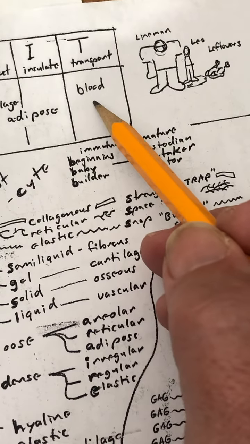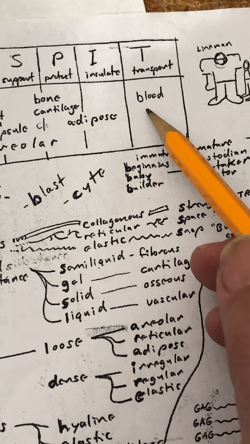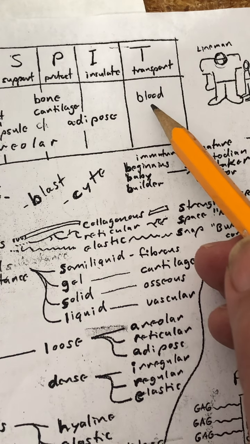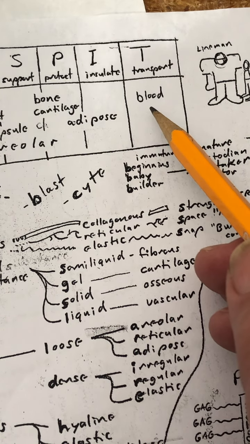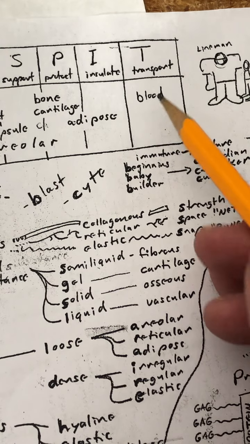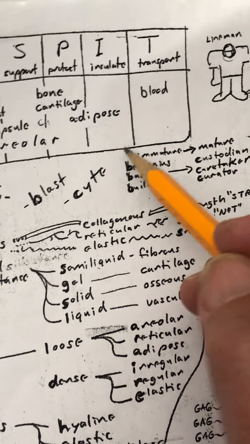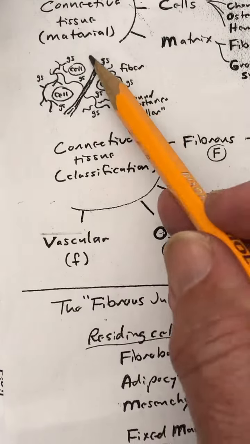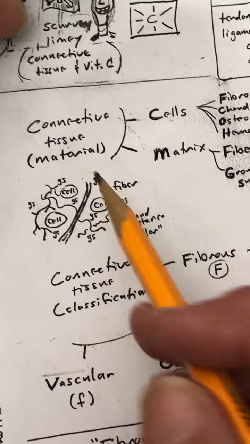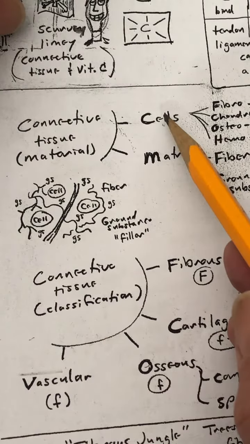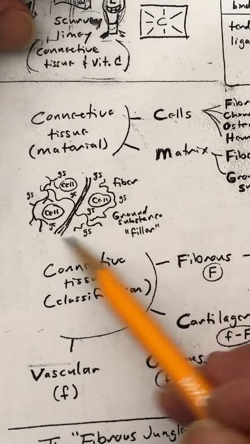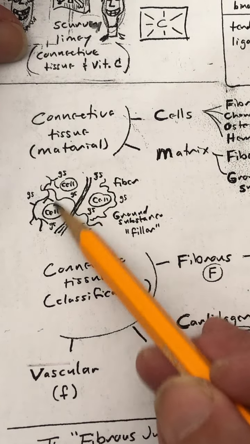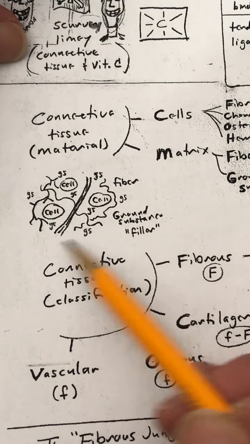Then transport. Blood is an example of connective tissue, and of course blood transports nutrients throughout the body and heat throughout the body. It's quite obvious there. Down here, as far as what a connective tissue is made up of, there's materials, and then we can talk about classifications. For materials, there's cells and matrix. So here's a random cartoon of that. There are cells hanging out inside of a matrix.